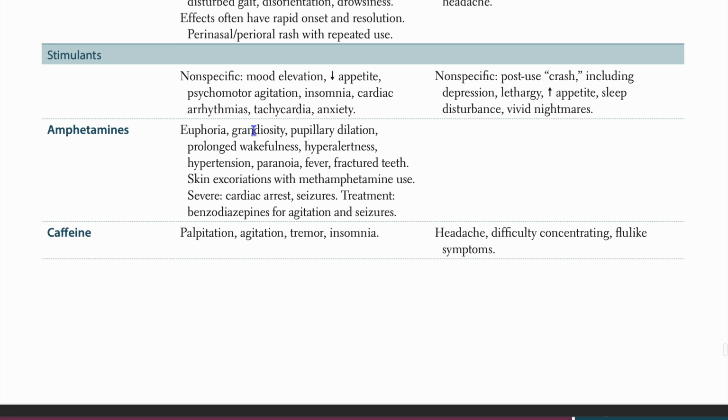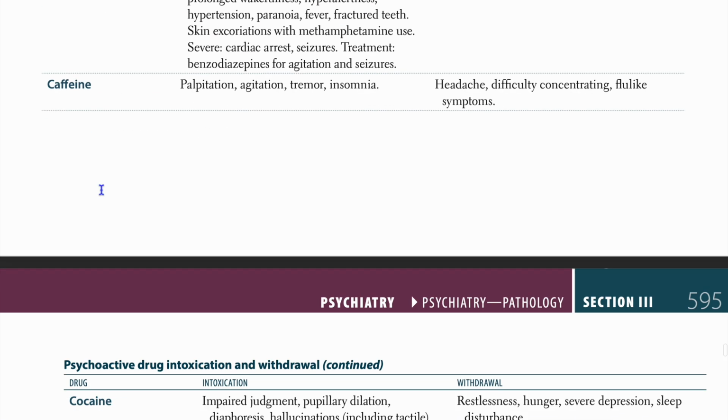Amphetamines: euphoria, grandiosity, pupillary dilation, prolonged wakefulness, hyper alertness, hypertension, paranoia, fever, fractured teeth, skin excoriation with methamphetamine use, or meth. Severe symptoms are cardiac arrest or seizures. Treatments are benzodiazepines for agitation and seizures. If you've seen Breaking Bad, you're aware of this stuff.